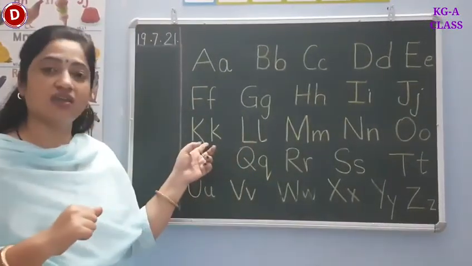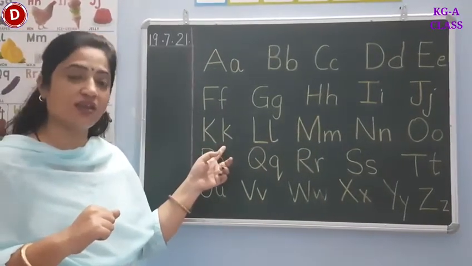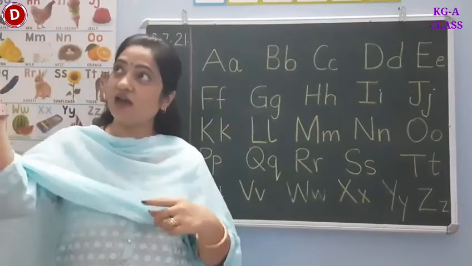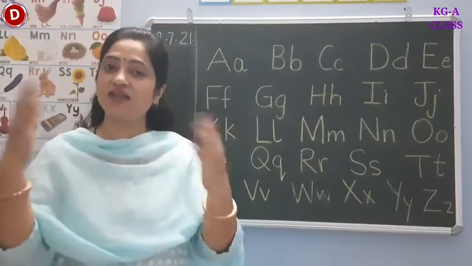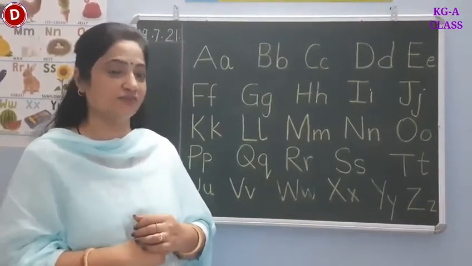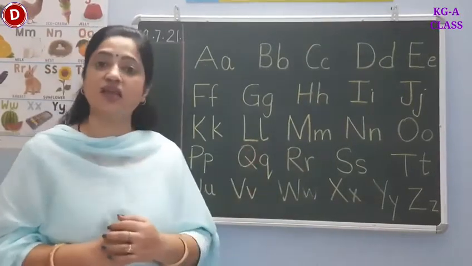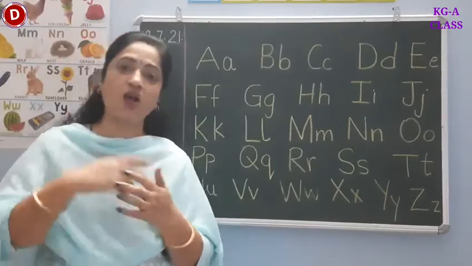Now comes K. This is capital K and this is small k. And this is a kicking K. Kites are flying in the sky, ka. So the sound of K is ka. L. L says we lick lollipops. We lick lollipops.